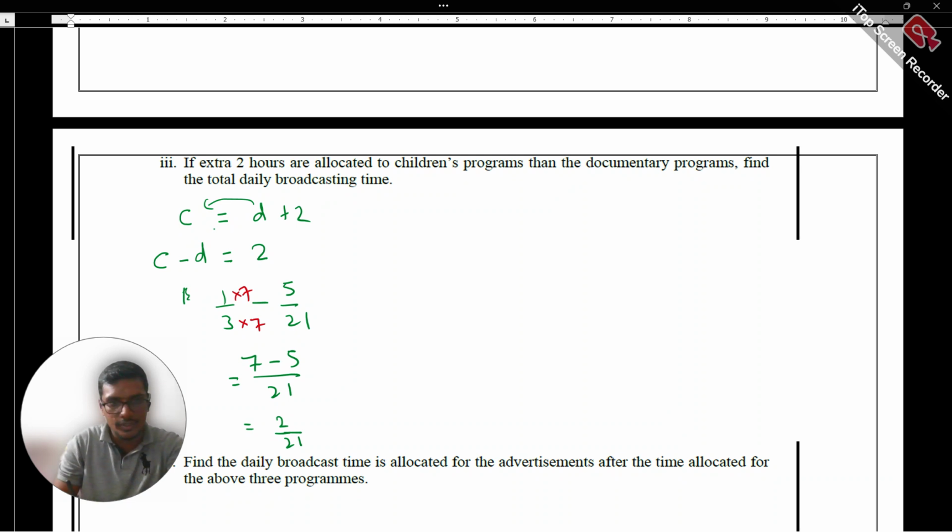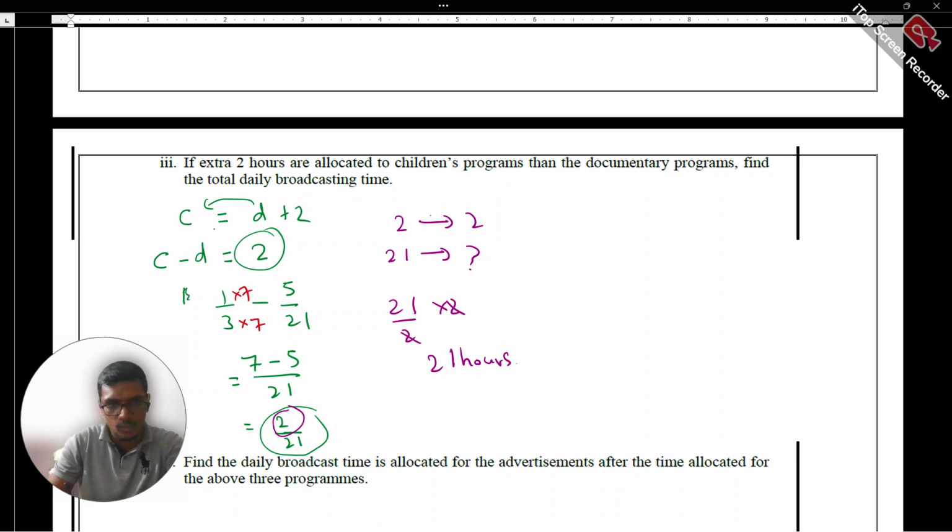Now this 2 is equal to that fraction, which means 2 will be 2 hours. In the fraction it is 2, really it is 2 hours. Then if 2 is 2 hours, 21 means how many hours? We can find this directly. 2 parts mean 2 hours, so 21 parts means 21 hours, which will be the total time. Total time is 21 hours.